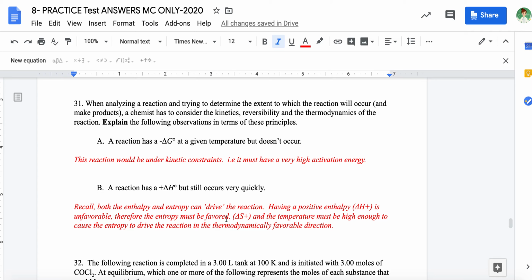Now, let's say the reaction has a positive delta H, but it still happens really quickly. This kind of goes back to what I just said. Even though the delta H is positive, it could be the entropy that's driving the reaction. So this is a situation where entropy is driving the reaction, the temperature is high enough, and it's able to happen very quickly.